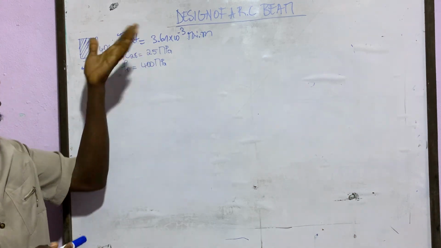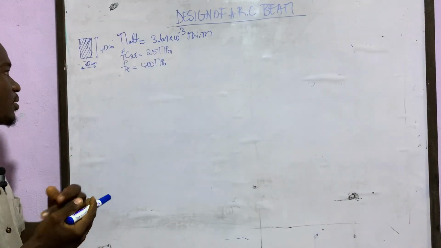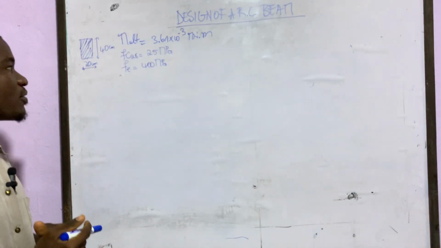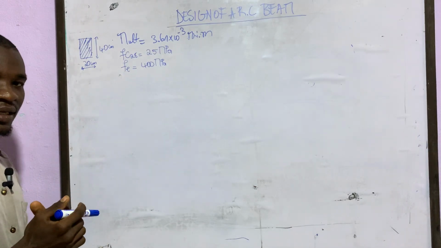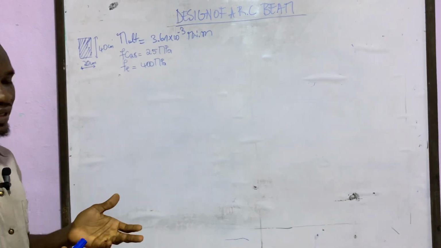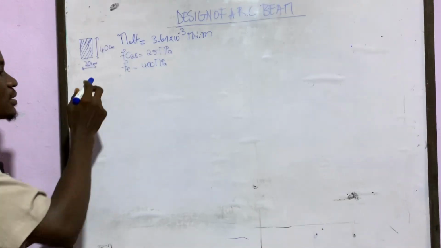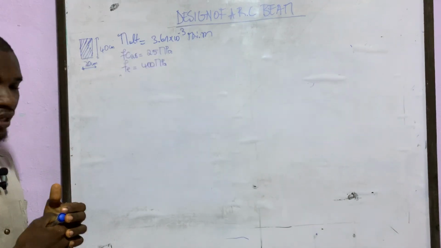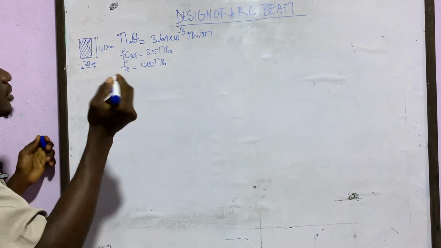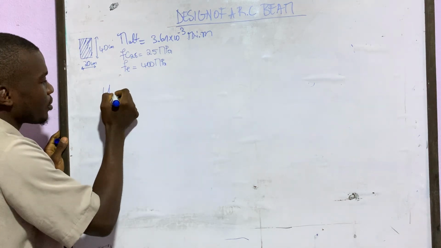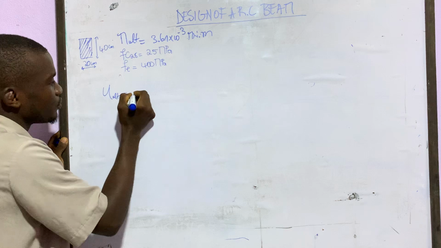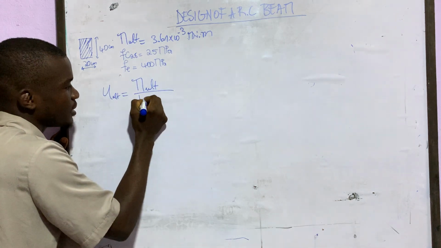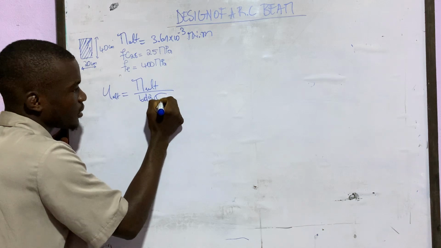Now we have been given the M ultimate already. Then we have the FC28, the characteristic strength of our concrete after 28 days, and the elasticity of our steel, that's 400 megapascal. The cross section of our beam remains the same. So now we'll quickly calculate the mu ultimate. Mu ultimate will be equal to what? We already know the formula: M ultimate divided by B D square sigma BC.